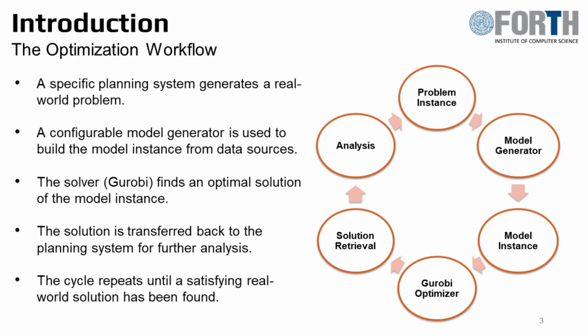Once the model instance is constructed, it is passed to the solver, in our case, Gurobi. The solver processes the formulation, applies pre-solve reductions, explores feasible solutions, and searches for optimality. When a solution is found, it is transferred back to the planning system for interpretation and further analysis. The results may lead to revised assumptions, updated data, or modified constraints. This cycle repeats until a satisfactory decision is obtained. Performance optimization, therefore, must be understood within this broader iterative process. It is not just about faster solving, it is about improving the efficiency of the entire modeling pipeline.